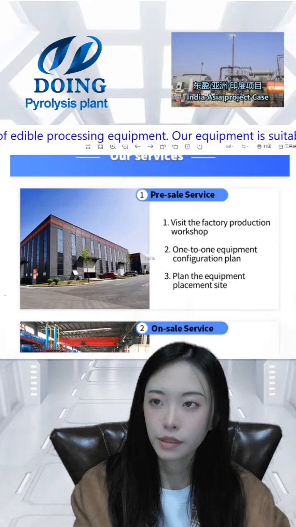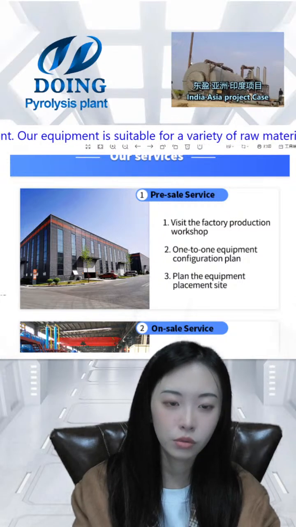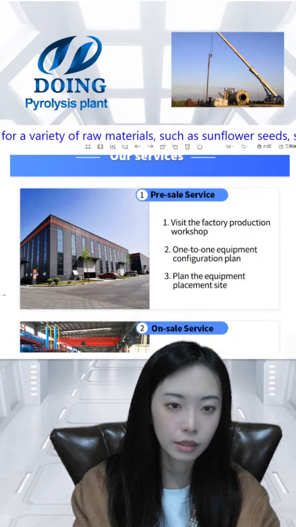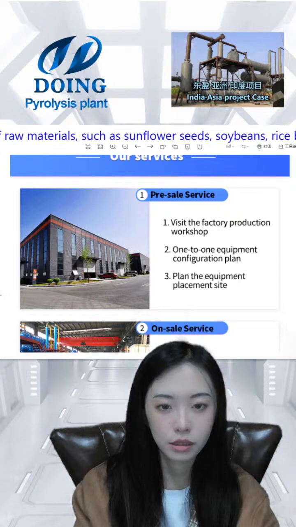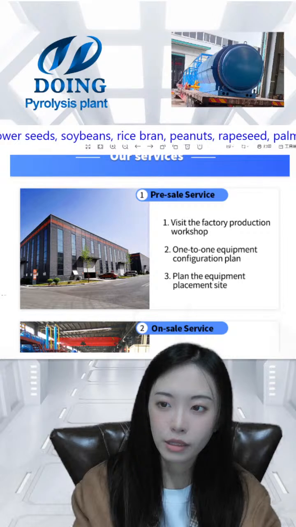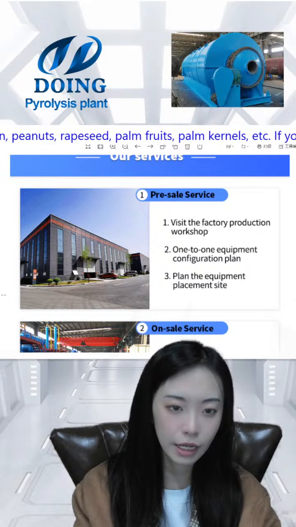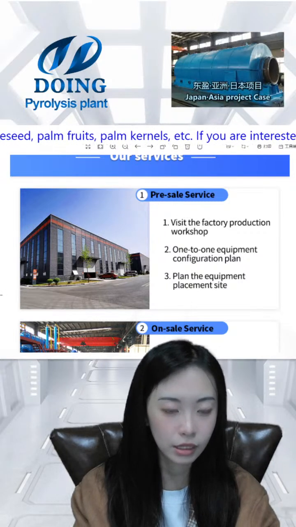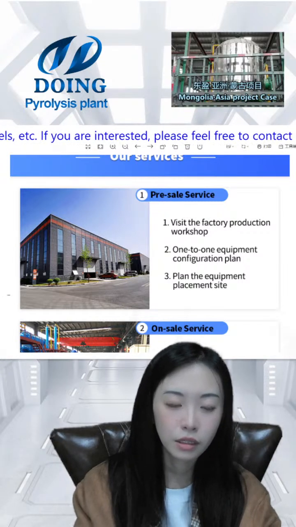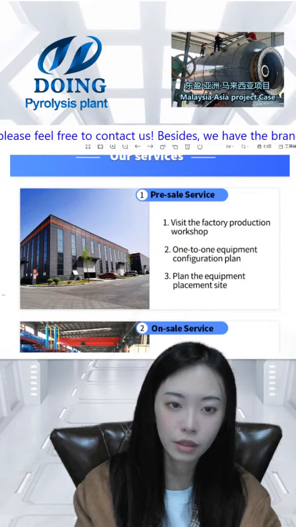About the pre-sale service, you can visit the factory production workshop to know how we build this equipment, the material, and what technique we use. And second, a one-to-one equipment configuration plan, because most of our clients have different states of raw materials and different capacities, and their workshops are different, so they have different requirements. So we will give you a one-to-one equipment configuration plan depending on your requirements.